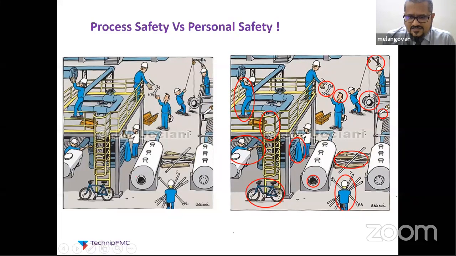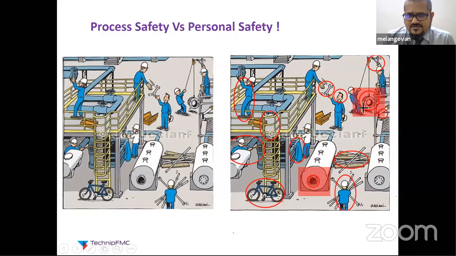Given that, by seeing this picture, I can point out a couple of acts which may fall under process safety. For example, these two. Here, you can see that a flange is missing. If a fluid is introduced in this vessel, that may result in a loss of containment. So definitely, this is a process safety incident.